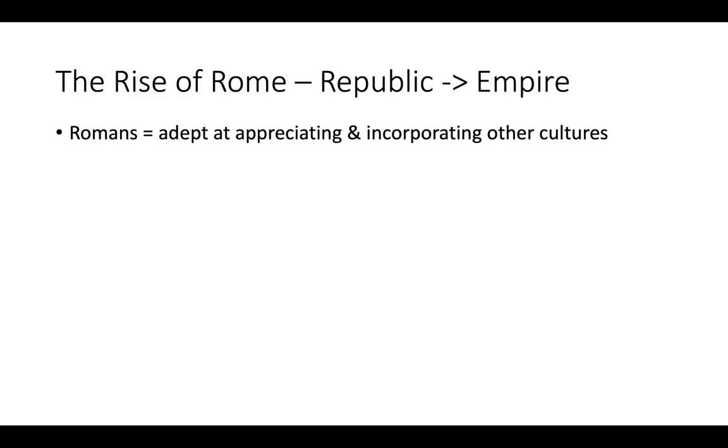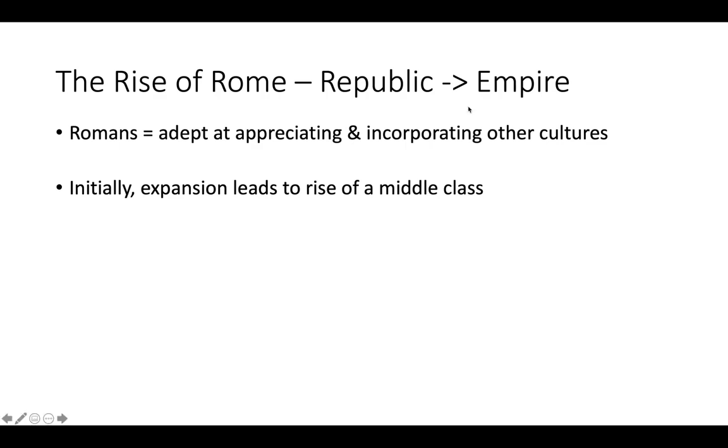If you conquer people and then are ruthlessly cruel to them, eventually they're going to rebel against that. But Romans don't. They're not exceptionally cruel or anything. They just let people retain their cultures.